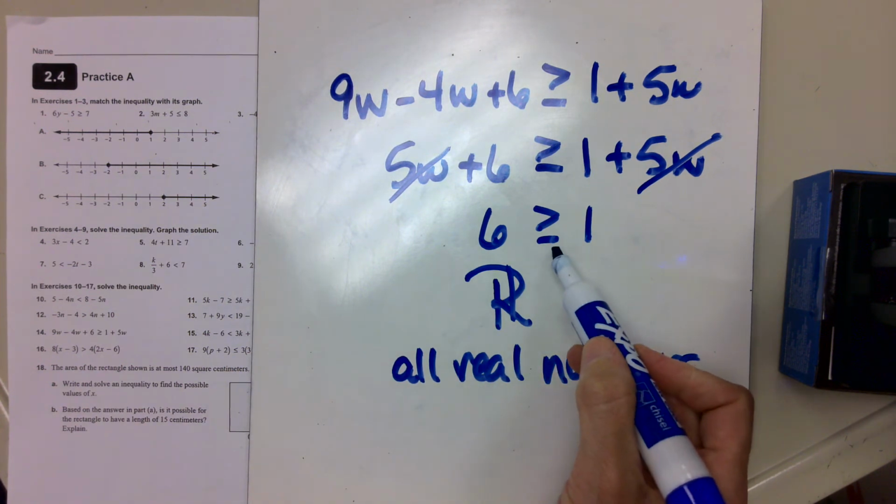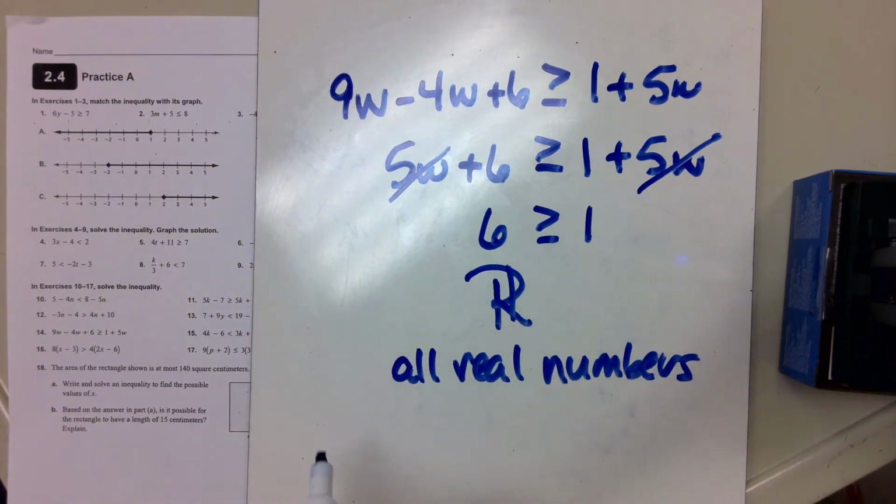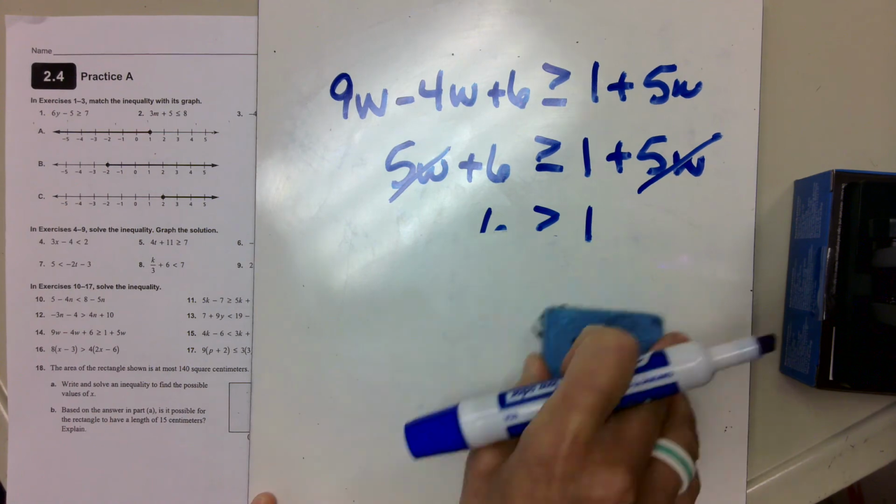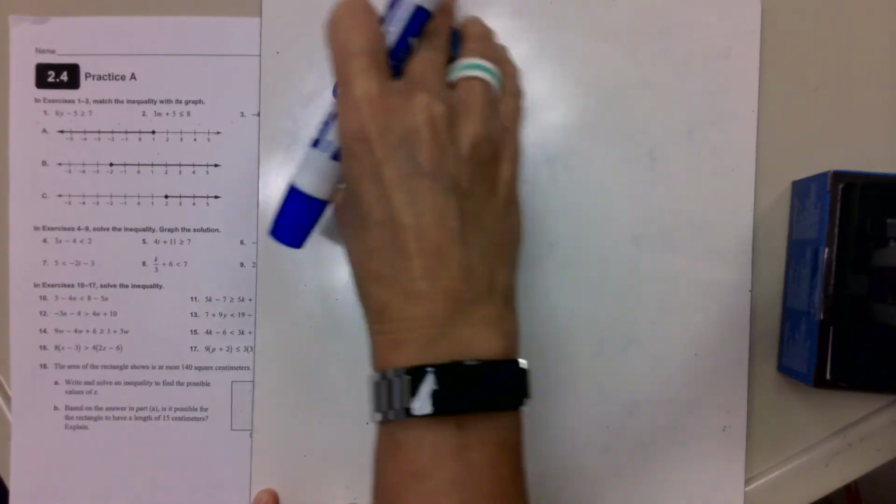So in inequalities, we're going to write all real numbers. If you accidentally write infinitely many solutions, that's okay too. You'll learn much later that there's a very slight difference in it, okay? All right. Oh, I'm sorry. I forgot to tell you how to graph that.